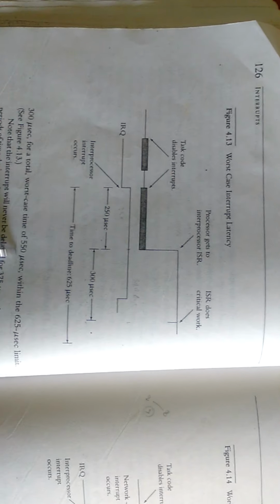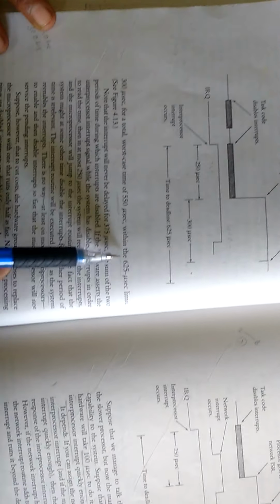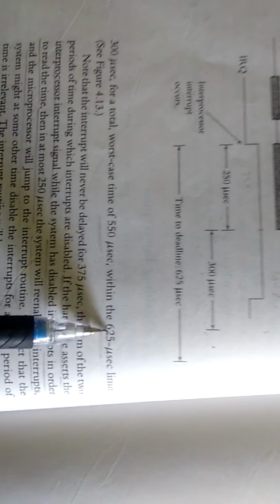Let us see that with the help of a timing diagram. Here this is the interrupt request. We have seen that it needs 250 microseconds to service the interrupt and 300 microseconds to complete the execution of the interrupt. Put together, 250 plus 300 equals 550 microseconds, and the time limit was 625 microseconds, so within the given deadline of 625 microseconds the task is able to complete.